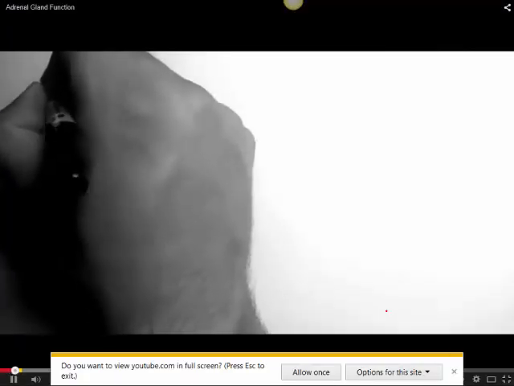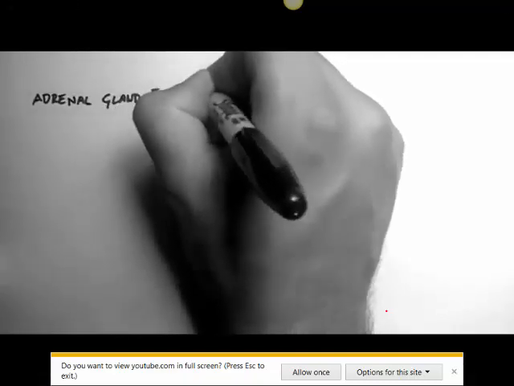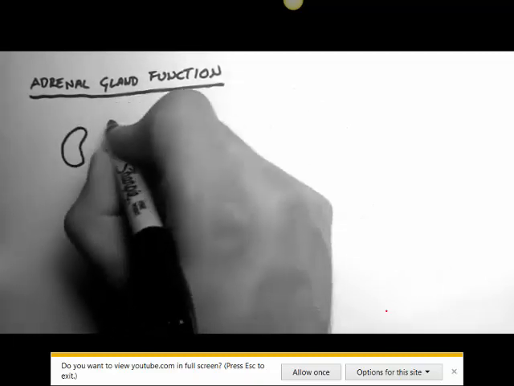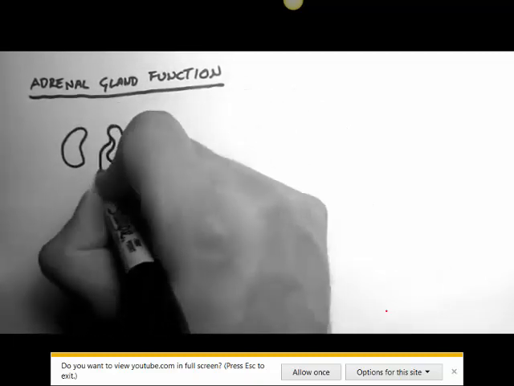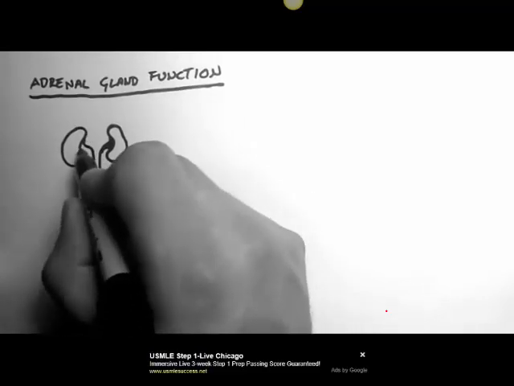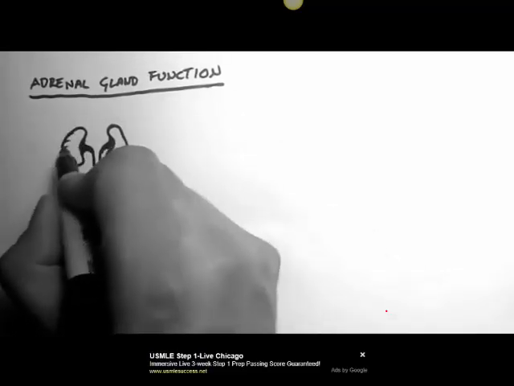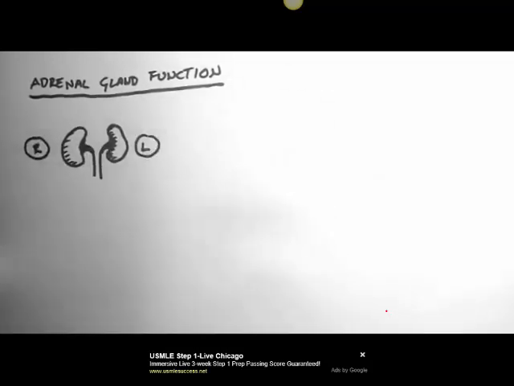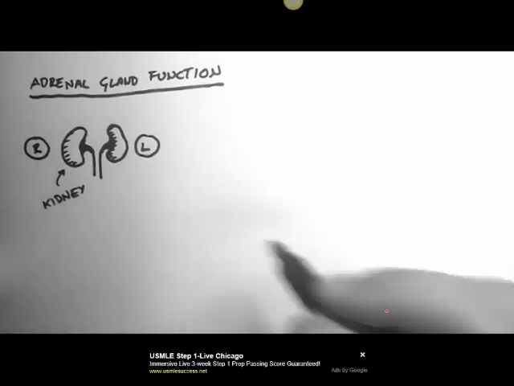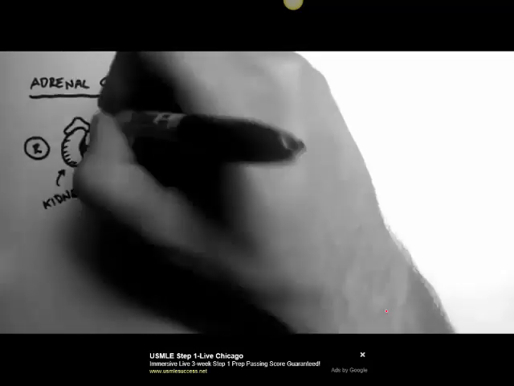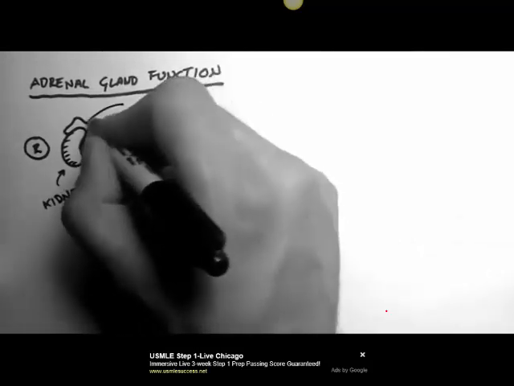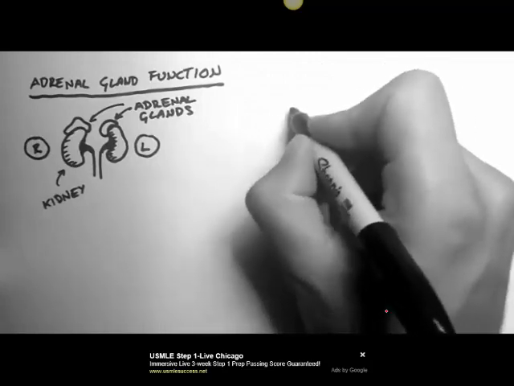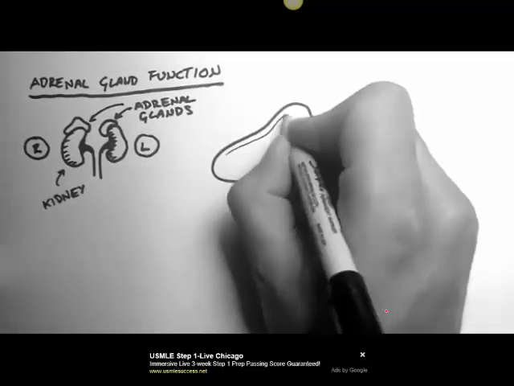Hi, in this video I'm going to talk about adrenal gland function. So let's start off by talking about where the adrenal glands are located. Here are the kidneys, and they're situated in the abdomen. This is the left side and the right side. And notice the left is a little higher than the right. Now on the left kidney and the right kidney are these two little hats, and they're called the adrenal glands. Now let's have a look at the structure of an adrenal gland.